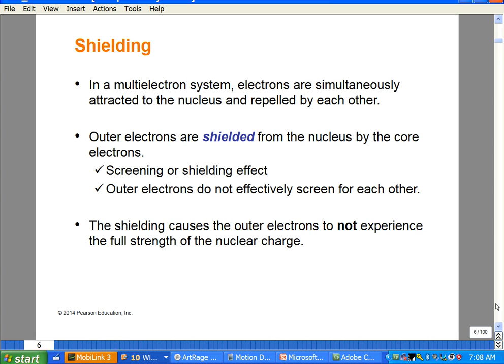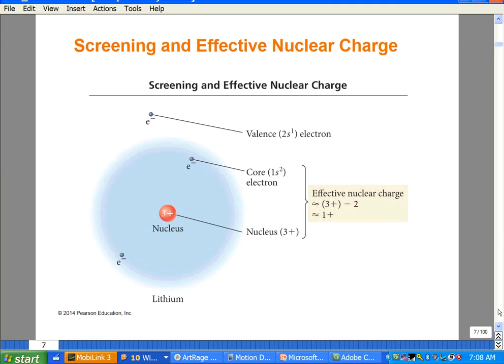Remember we said that the amount of charge that an electron is able to experience can be modified because of penetration or shielding. So the effect of shielding is going to play a role in some of the trends that we're going to see, including the size of the atom, how easy it is to remove an electron from its valence shell, how easy it is to gain an electron, etc.